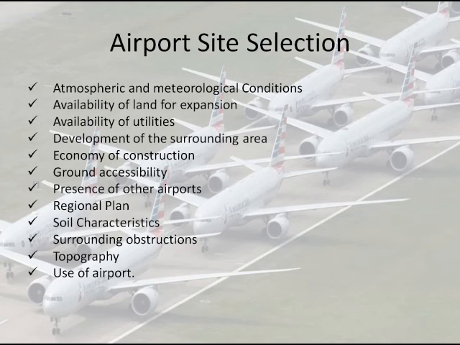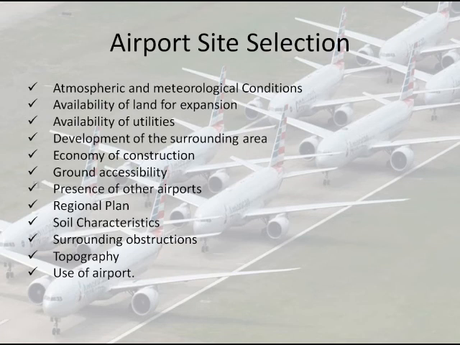Next, use of airport. The airport site is decided also by the use of airport, that is civil or military. In case of an emergency like war, the civilian airports are taken over by the military. It is therefore necessary to see that the airport site grants natural protection from possible air attacks during war. These are some of the desirable characteristics for selecting a site for airport.